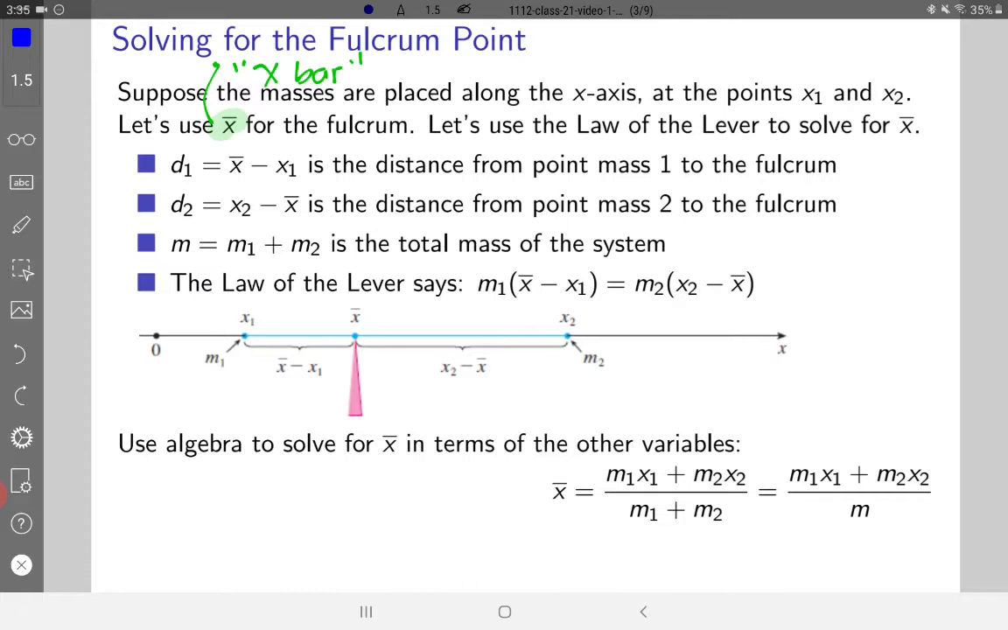So I'm going to use d1, the distance from the first point mass to the fulcrum, as the separation, just the subtraction, the difference between where the fulcrum is on the x-axis and where the first point is on the x-axis. And let's do the same thing for the second point mass, its distance from the fulcrum is x2 minus x bar. Notice that the order swaps between those two because I've set everything up so that the first point mass is the one on the left, the second point mass is the one on the right, and therefore by our physical intuition the fulcrum has to be in the middle somewhere. And so that's why I have the subtraction going in opposite orders.